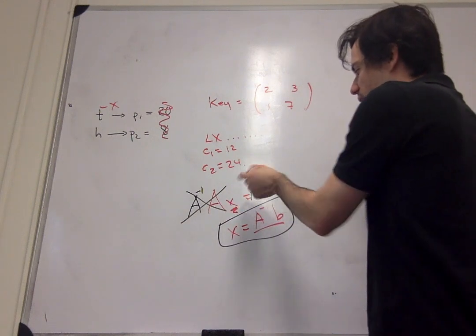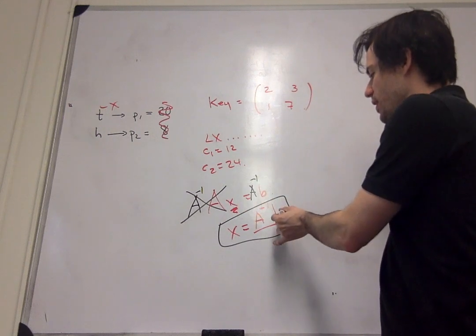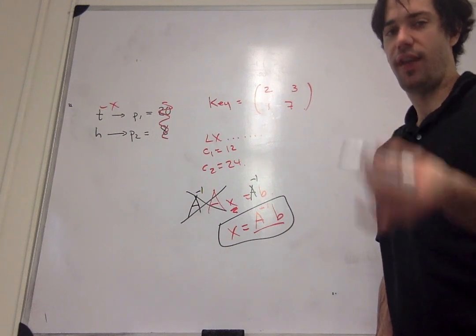So what is B in this case? Well, A is a 2 by 2 matrix, and B is our ciphertext vector.